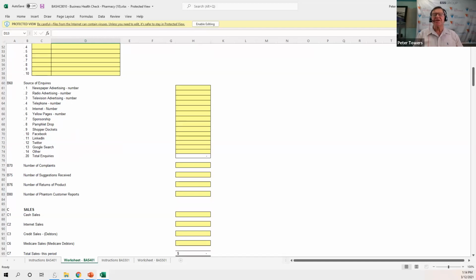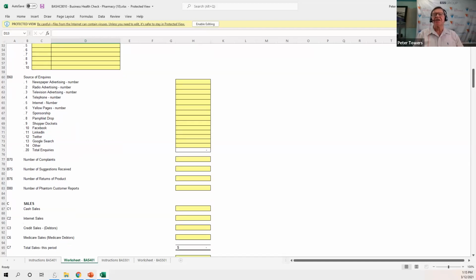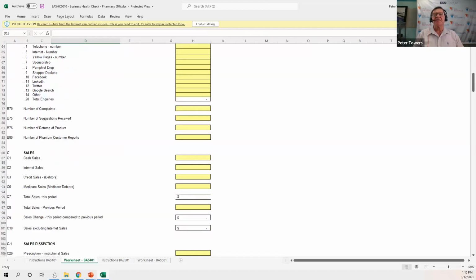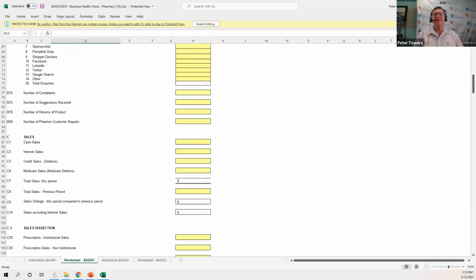They saw an ad, so that the shop assistant or the pharmacist would ask them, what brought you to our pharmacy today? And hopefully as they answered, they had a sheet they'd entered this on. At the end of the day, it was summarized and inserted in these statistics. How many complaints they get? How many suggestions they receive? Did they have any returns of product?